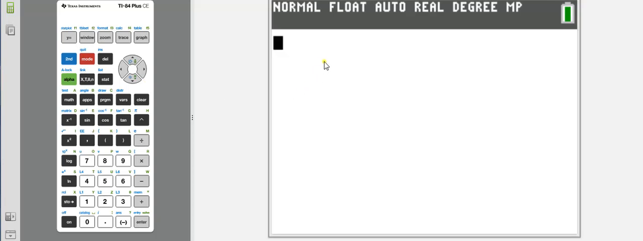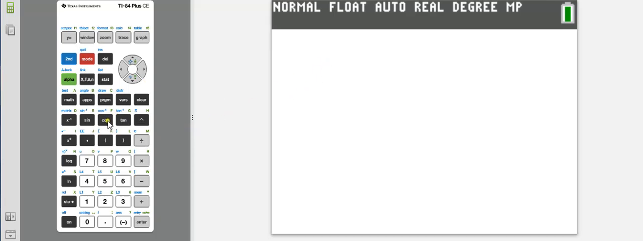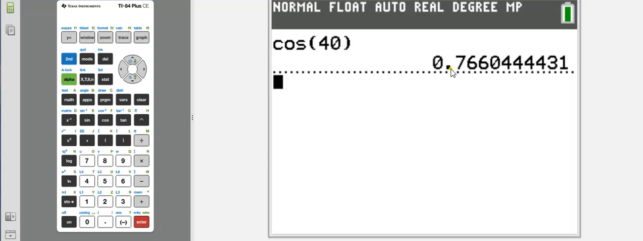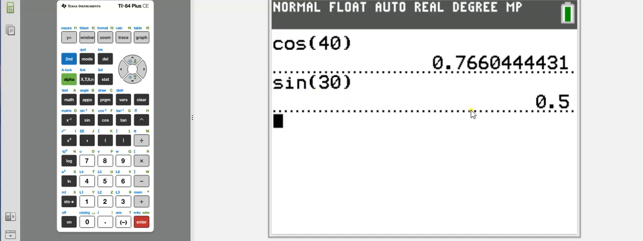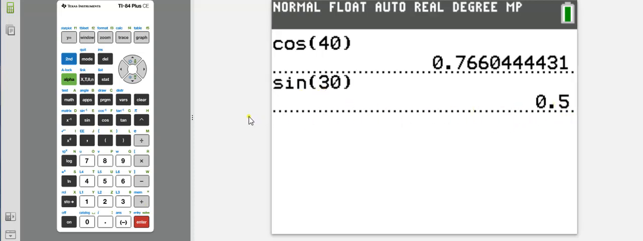Let's say you want to evaluate cosine of 40, cosine of 40 degrees. And you press enter. That is the cosine of 40. What about sine of, let's say, 30, sine of 30 degrees? Press enter. And sine of 30 is 0.5.